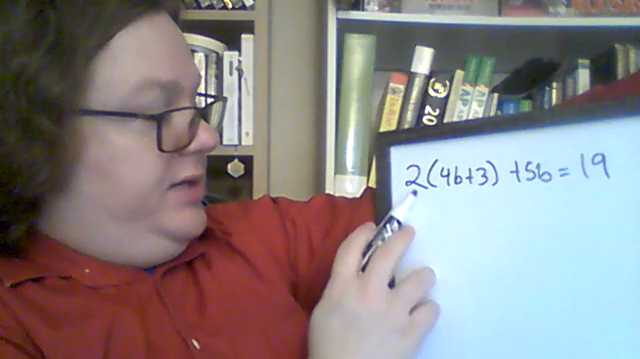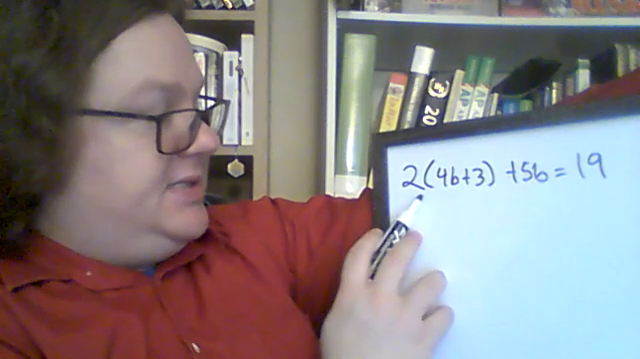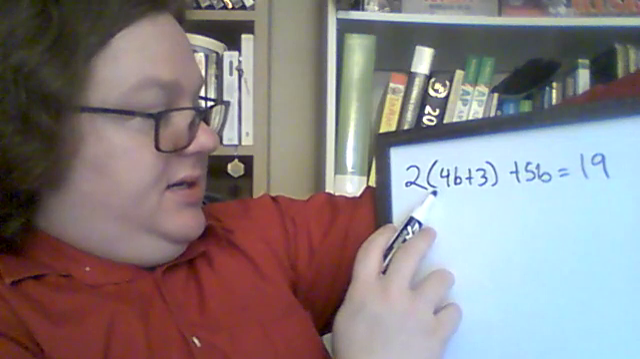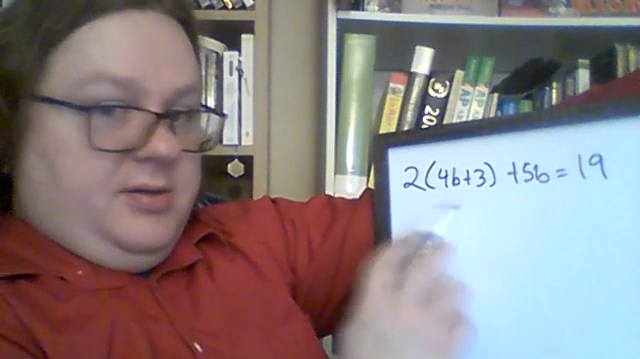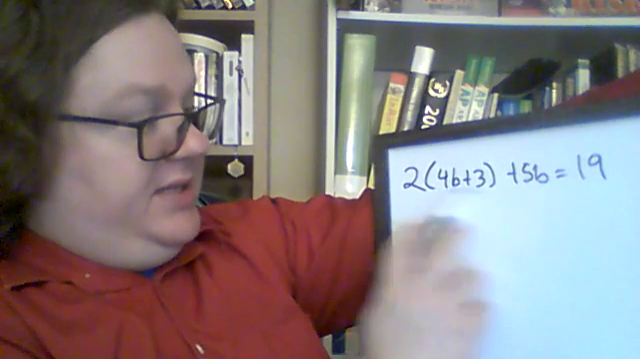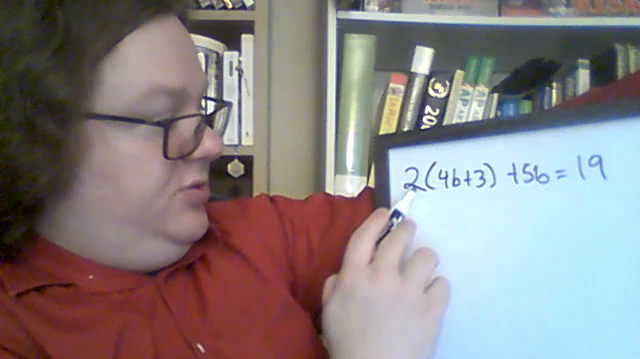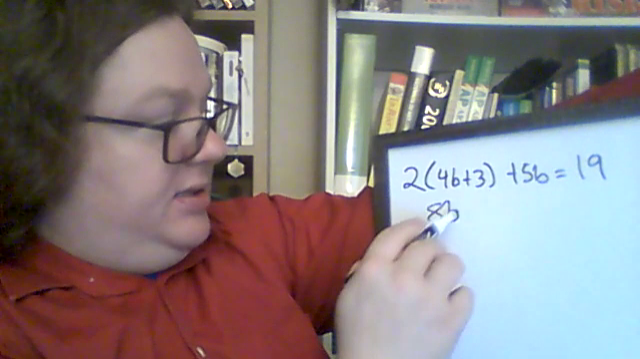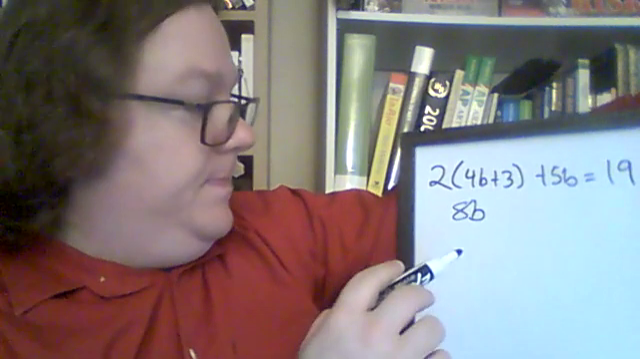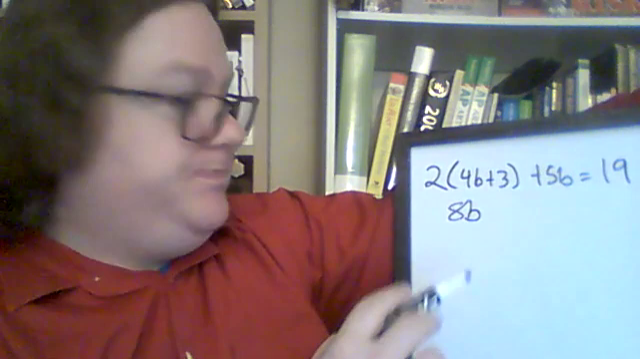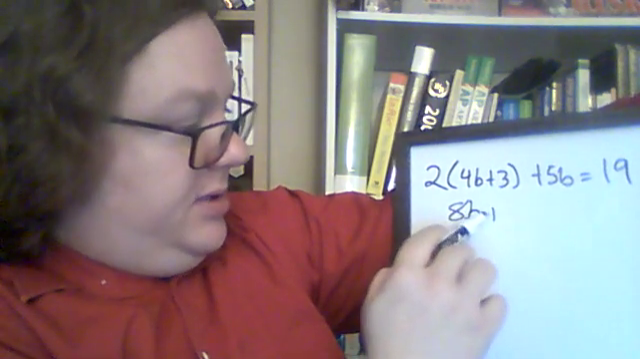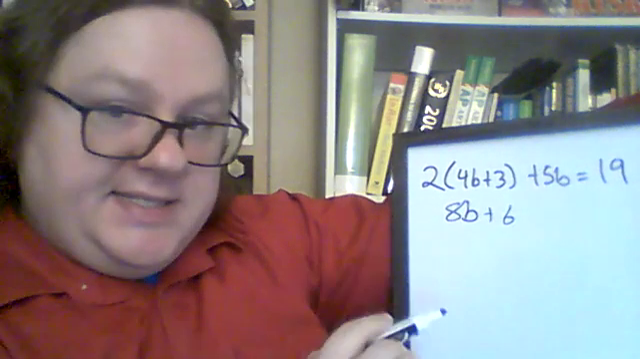You know how when the 2 is butting up against a letter, it means it's multiplying that letter. It's the same thing here. This 2 is multiplying this entire phrase. So 2 times 4b is 8b. Right? It doesn't change the b at all. It just changes the number in front of the b. And then the 2 multiplies the other number, the 3. 8b plus 2 times 3 is 6.